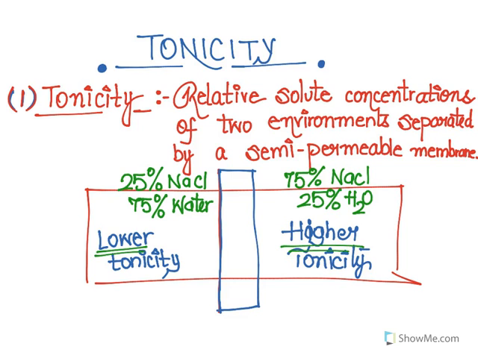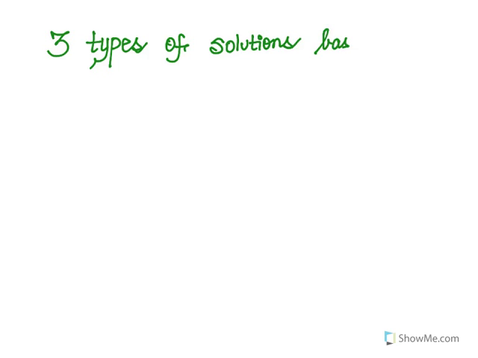side. And the semi-permeable membrane is right here in the middle, which is going to allow the permeation or the movement of the materials through the membrane. All right, let's move to the next page, where we are going to take a look at three types of solutions based on tonicity.